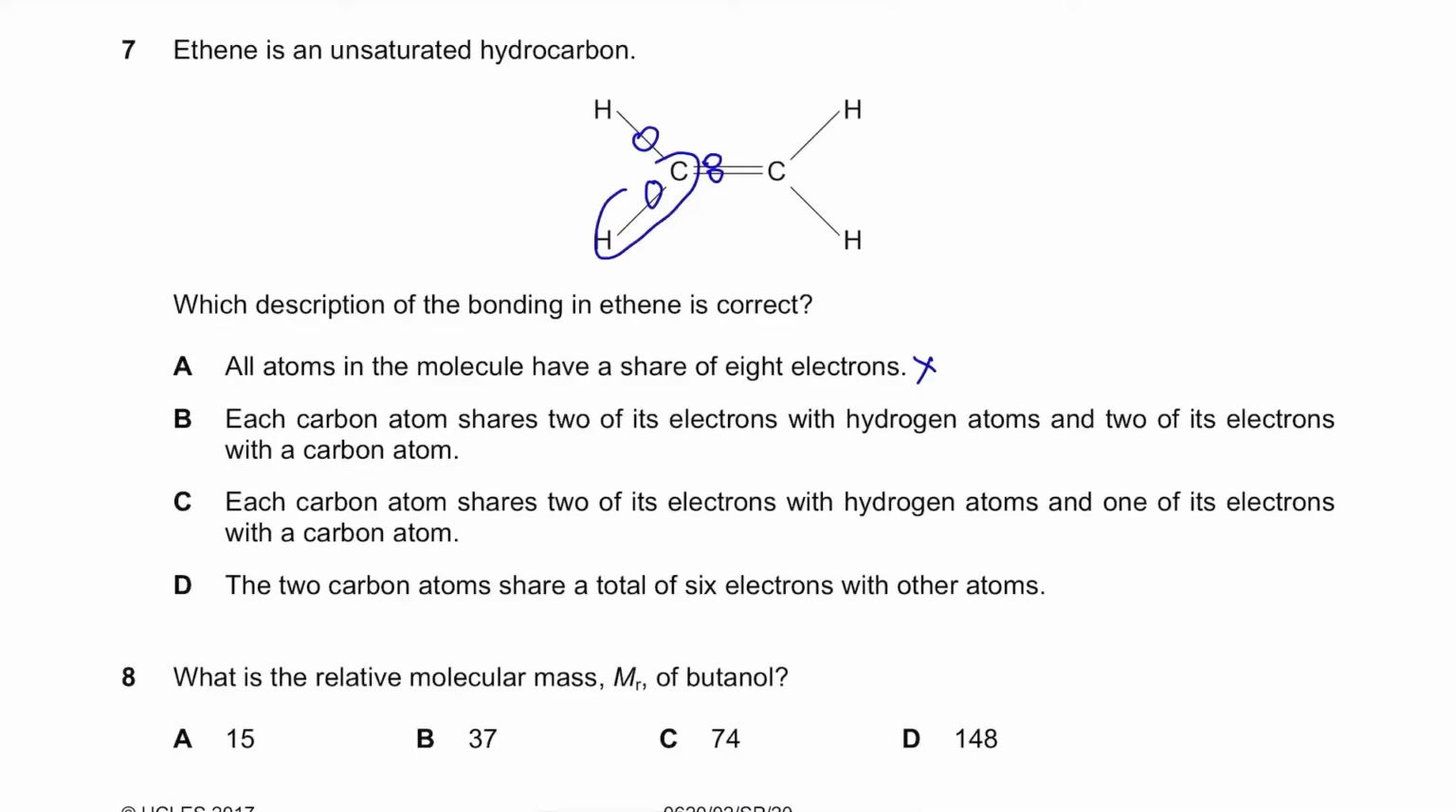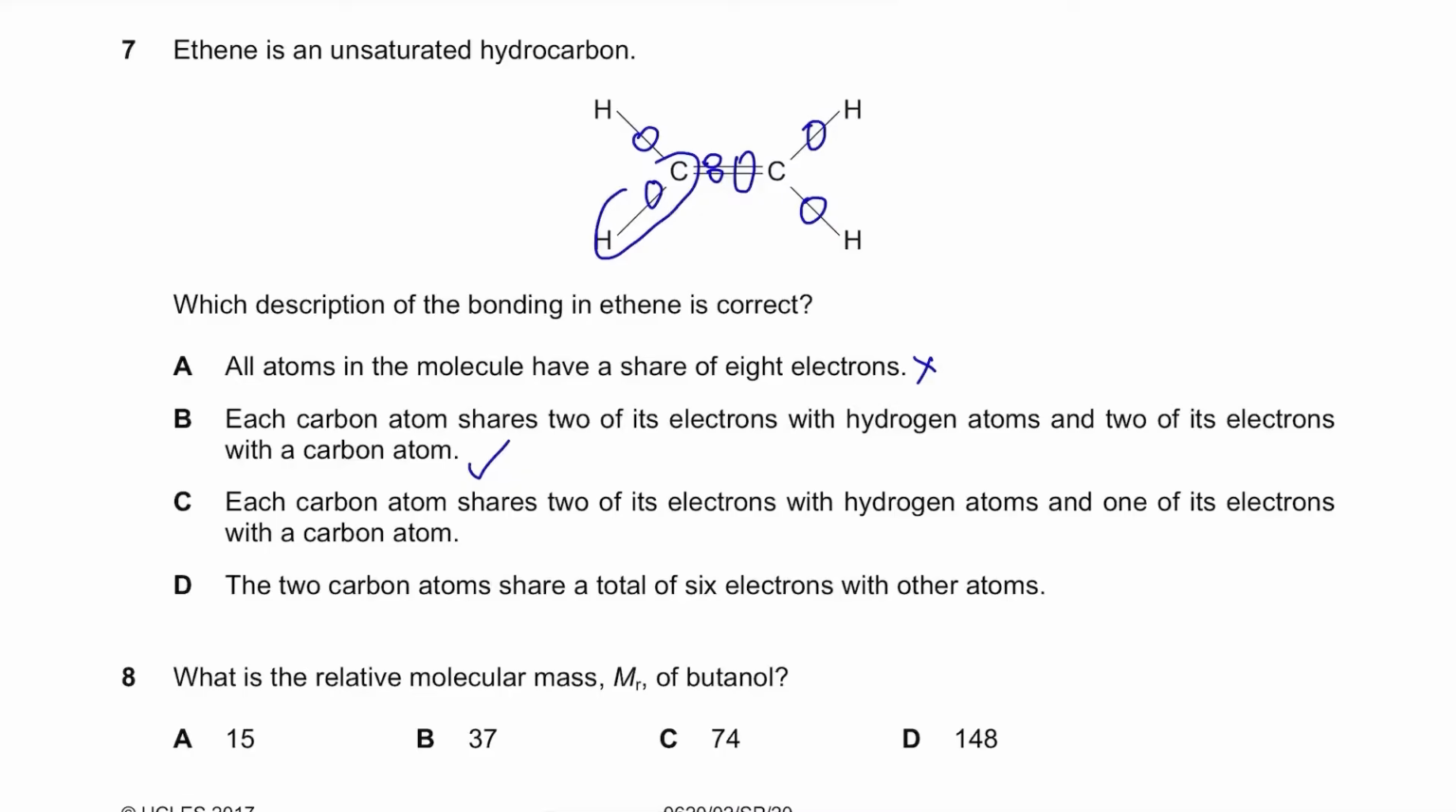B. Each carbon atom shares 2 of its electrons with hydrogen atoms and 2 of its electrons with a carbon atom. There are 2 lines connecting a carbon atom with another carbon atom, and yes, 1 line each with the 2 hydrogen atoms. So this is the correct answer.